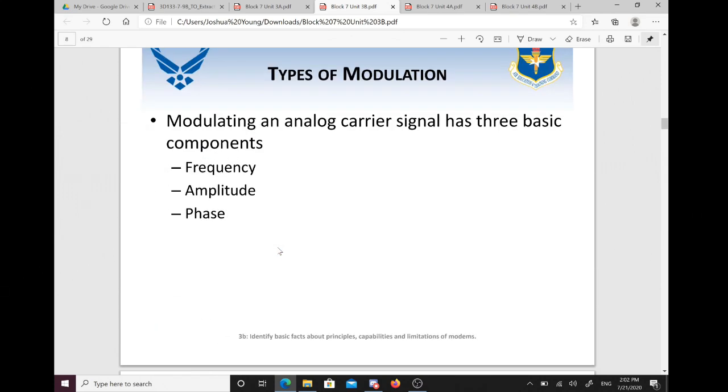Then our different types of modulation. Modulating an analog carrier signal has 3 basic components. It will either alternate in frequency, amplitude, or phase. And that affects our signal in different ways. Let's discuss those things.